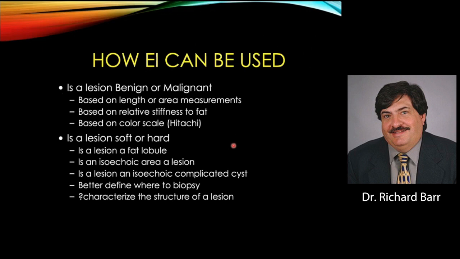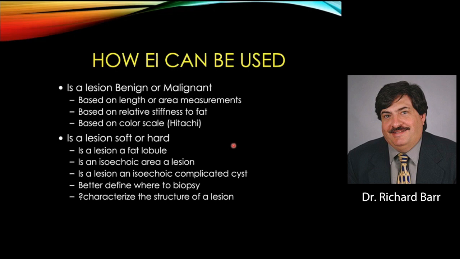So is a lesion benign or malignant? We can do the length ratio, the stiffness ratio, or the 5-point color scale. But also we can say, is the lesion soft or hard? Is it a fat lobule? It'll be very soft. If we feel a lesion and we don't see it on B mode, it may be an isoechoic lesion, and we may see it on elastography.